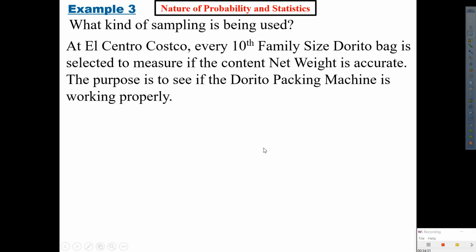El Centro Costco, every 10th family-sized Dorito bag is selected to measure if the content net weight is accurate. The purpose is to see if the Dorito packaging machine is working properly. Tell your neighbor what kind of sampling that is. All right, Bernard, what kind of sampling is that? Hands if you agree with systematic. That is correct because there's a system to randomly select.